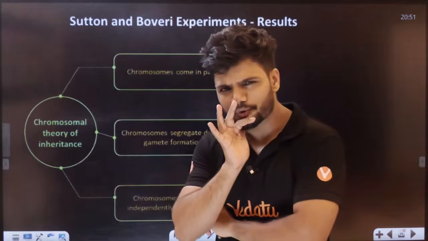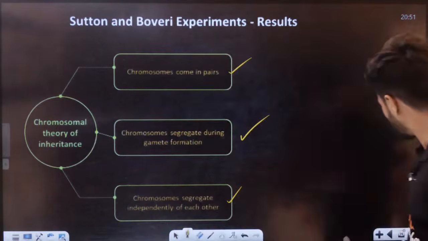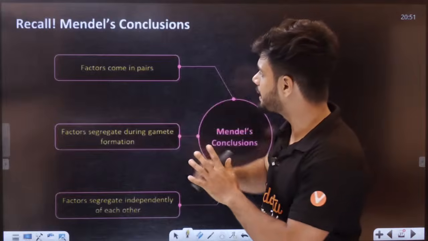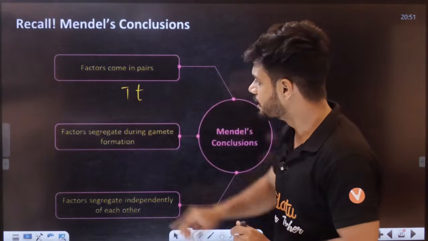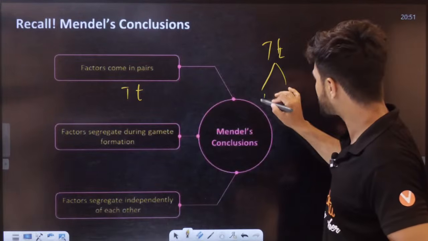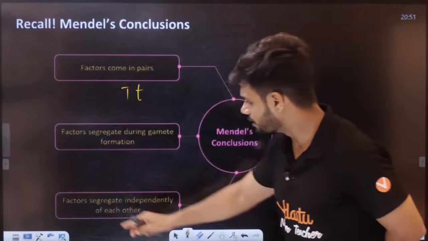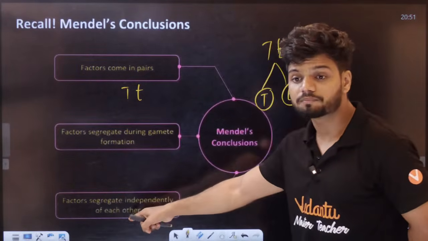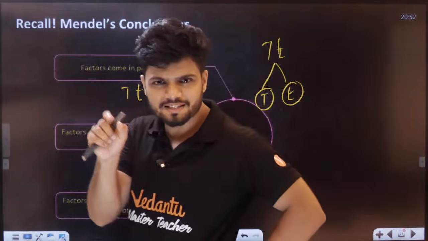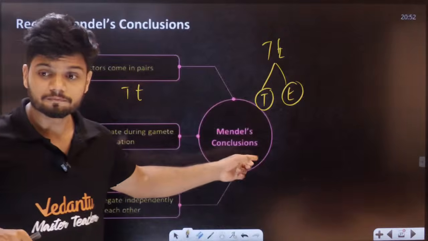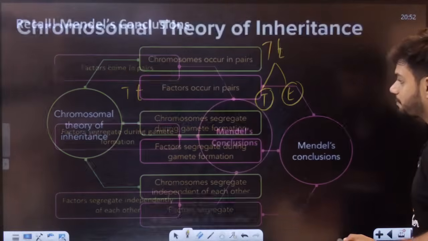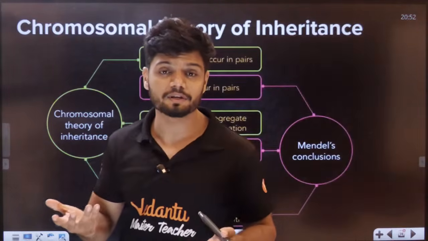Now students, doesn't this look very similar to Mendel's work also? Because Mendel told us that factors occur in pairs. We have capital T, small t. Yes, factors segregate during gamete formation. During gamete formation, capital T comes here, small t comes here, and factors segregate independent of each other. Law of independent assortment. So students, do all of you see a similarity between Mendel's work and the chromosomal theory of inheritance? Yes, it does.